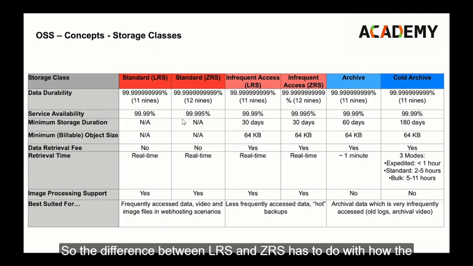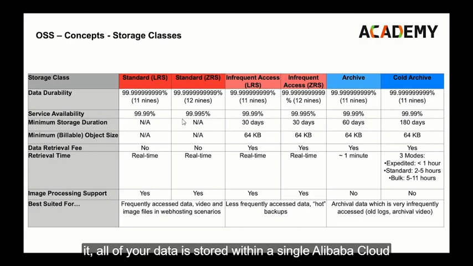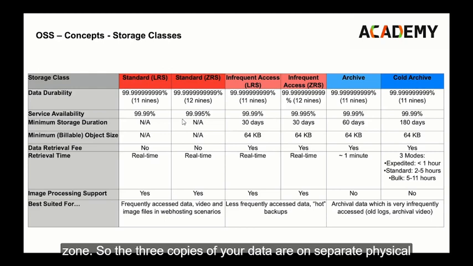The difference between LRS and ZRS has to do with how the triplicate copies, the three copies of your data, are stored. In standard and IA LRS, local redundant storage as we call it, all of your data is stored within a single Alibaba Cloud zone. The three copies of your data are on separate physical servers attached to separate network switches, but those physical servers live within the same data center. That is already good enough to get you a data durability of 11 nines and 99.99% service availability.